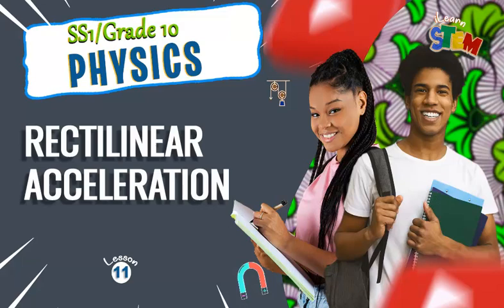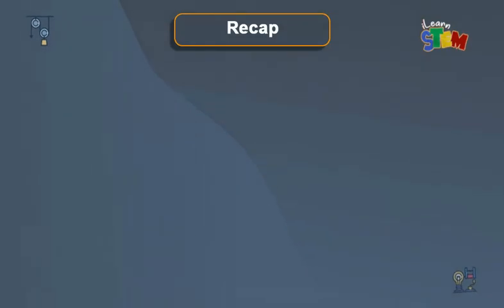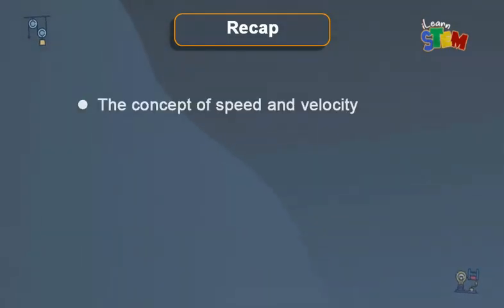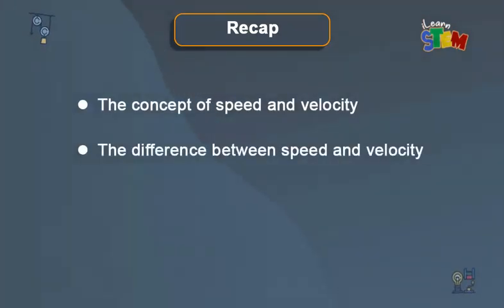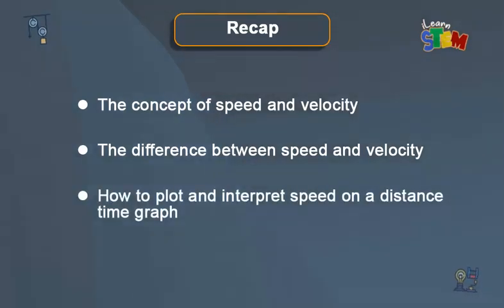We are going to talk about rectilinear acceleration. Before we proceed with today's lesson, remember, in our previous class we learnt about the concept of speed and velocity, the difference between speed and velocity. We also learned how to plot and interpret speed on a distance-time graph.